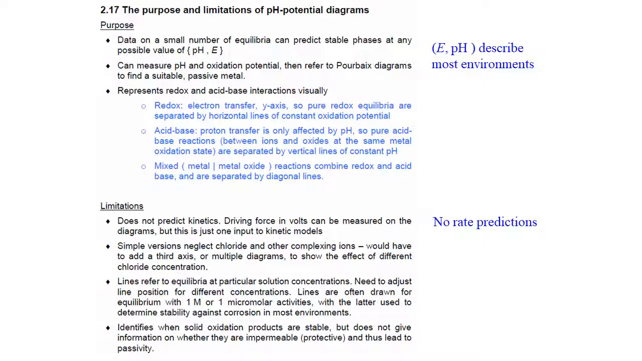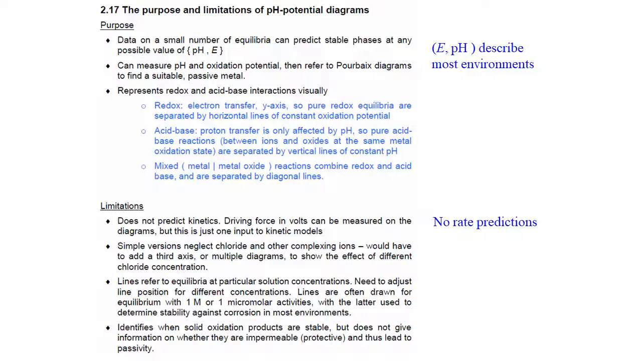We have exhaustively just talked about the purpose of pH potential diagrams, so you can read that. The limitations are quite important, though. One thing is we can look up whether, for example, zinc might be corroding actively to the dissolved zinc 2+ ions on these diagrams, but that does not predict the kinetics. The diagrams would let us measure what is in some situation the driving force for corrosion.